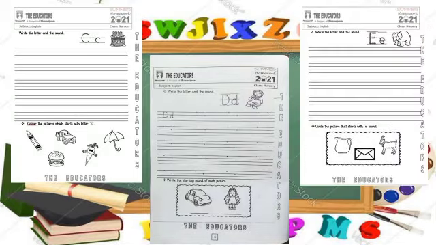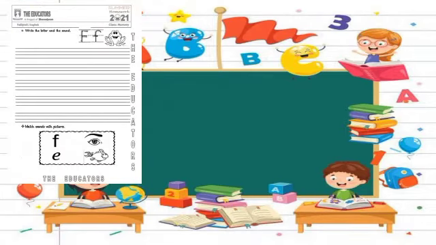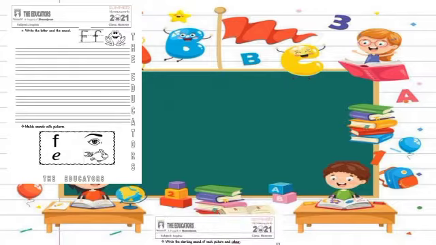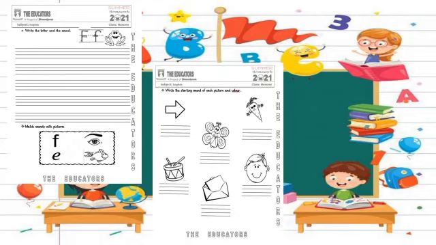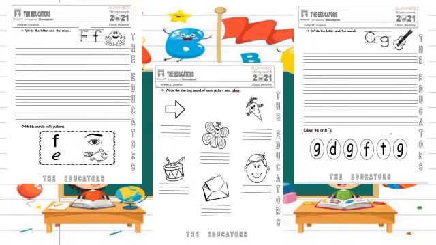On page number 8, you have to write letter E and its sound and do its activity. On page number 9, write letter F and its sound and do its activity. On page number 10, you have to write starting sound of each picture and color them all. On page number 11, write letter G and its sound and do the activity.